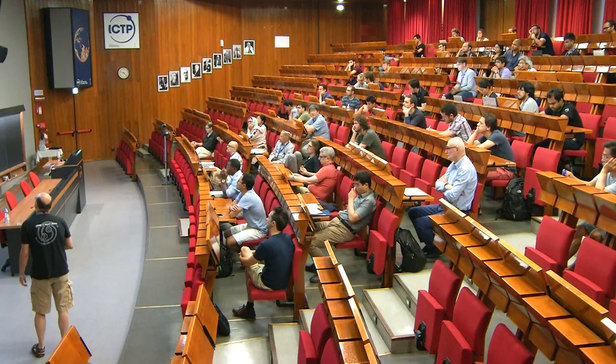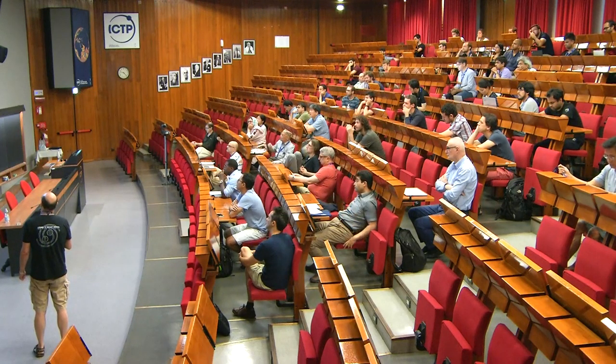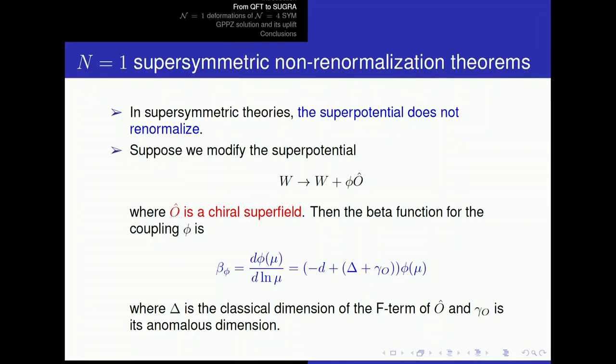Okay. So now suppose we have supersymmetric theories. We know that the non-renormalization theorems tell us that there are no corrections to the superpotential. So suppose we modify the superpotential by just deforming it with a chiral superfield. Then the beta function for this operator will be given by this expression. There are some parts because this is the classical dimension of the deforming operator.